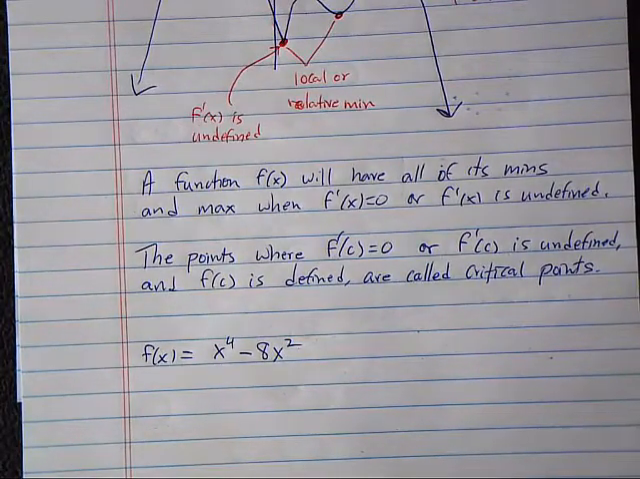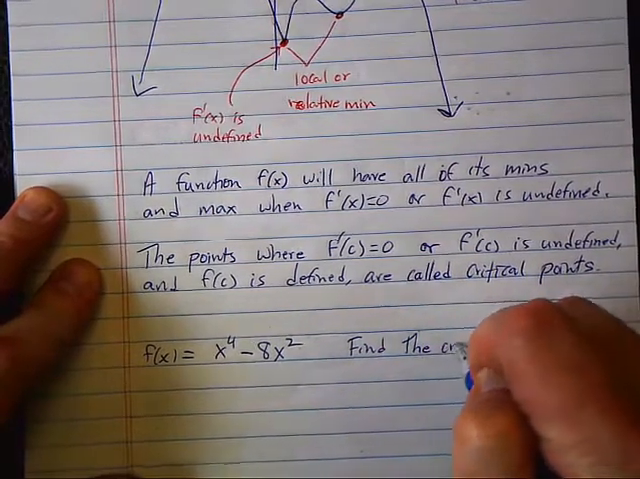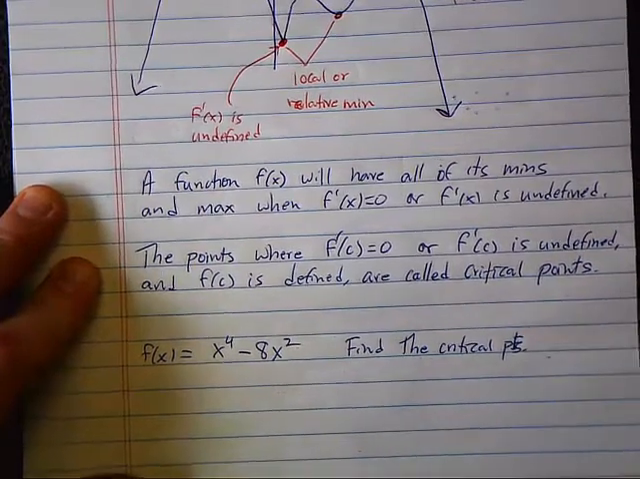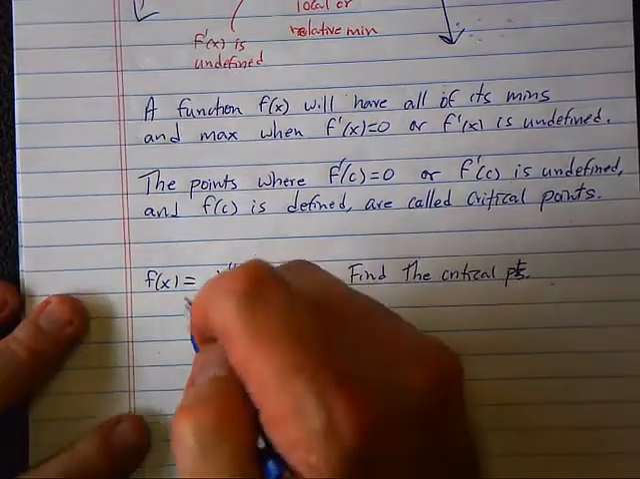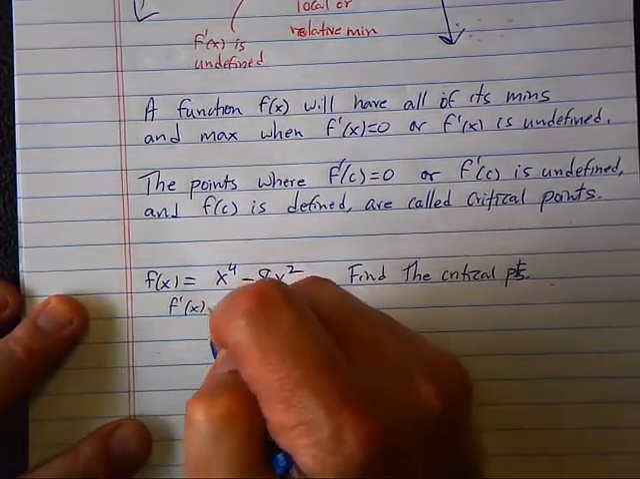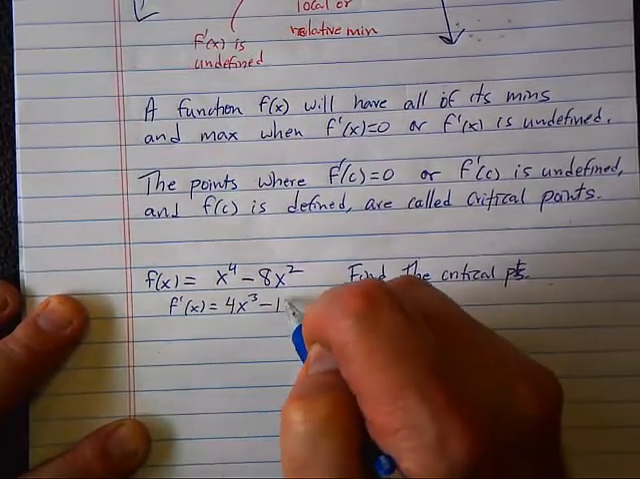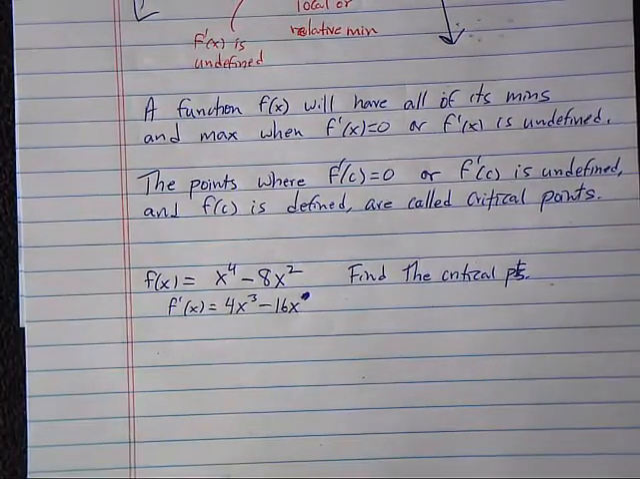What do we do? The right answer is almost always take the derivative. So we take the derivative. f prime of x is 4x cubed minus 16x. Almost wrote 16x squared there. Then, to find the critical points, we take the derivative and we set it equal to 0. 4x cubed minus 16x equals 0.